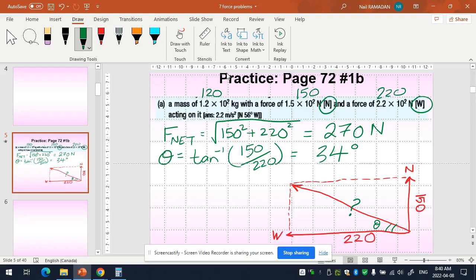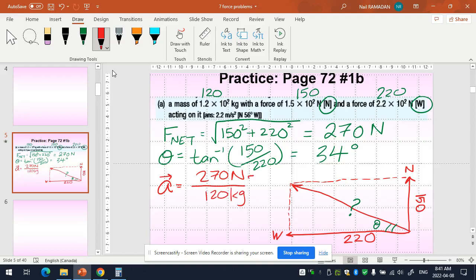Okay, so that means immediately I can actually jump to the a step. So a equals, and now we're going to divide. So we're going to divide what? The magnitude, which is 270 newtons, divided by the mass, which is 120 kilos.